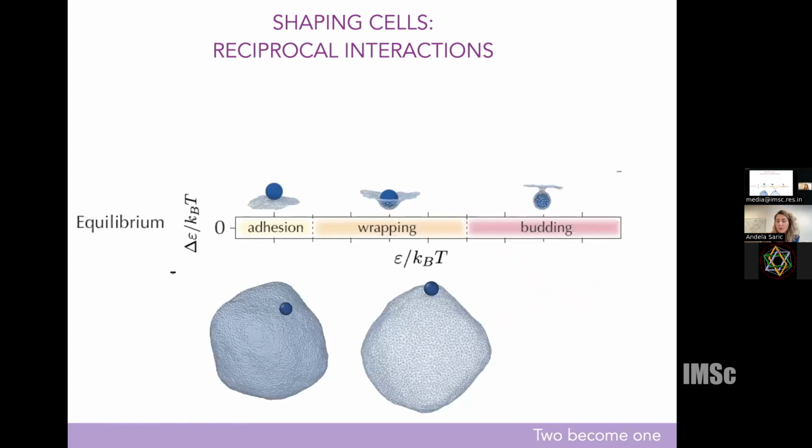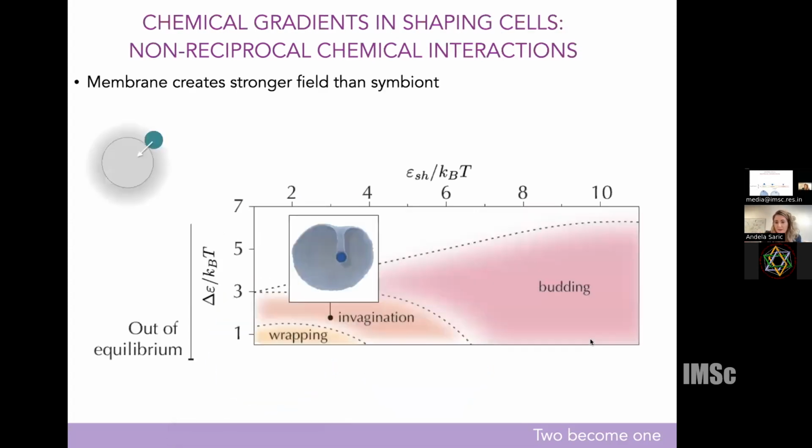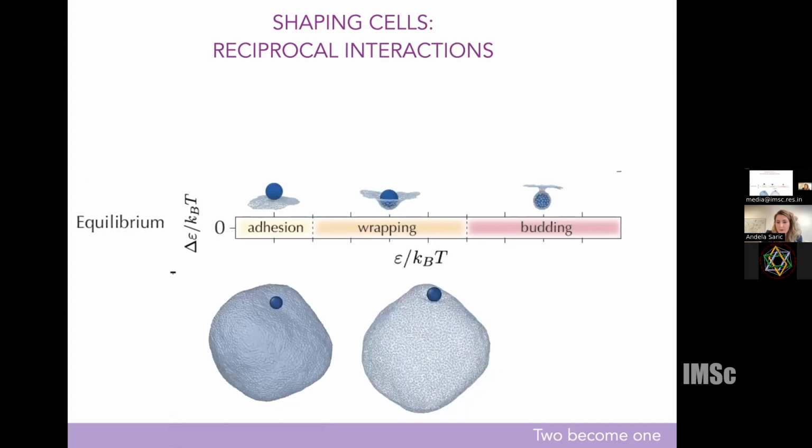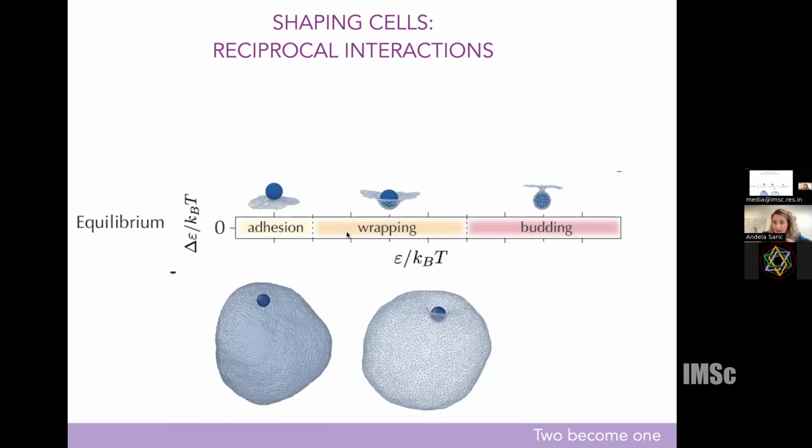So in our mind, we wanted to now put a similar type of non-reciprocal interactions that mimic chemical exchange in a membrane context. Just to remind you, if you have a particle, let's call it a symbiont, the blue particle, interacting with the cell in an equilibrium situation, the particle adheres a bit. If it interacts even stronger, it's going to get wrapped. If it interacts much stronger, you'll get some sort of budding, like a complete wrapping. So that's a completely A likes B, B likes A situation.